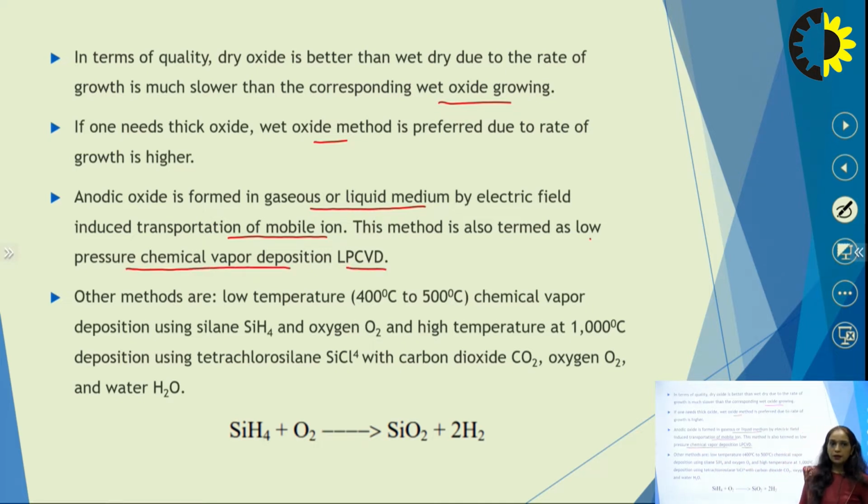The other methods are at low temperature, where we can have a temperature range of 400 to 500 degrees C. This CVD process uses silane as a material, and it is reacted with oxygen, at a high temperature of 1000 degrees C, to deposit silicon dioxide with carbon dioxide, oxygen and water vapors. So we can see here that silane reacts with oxygen so that we have silicon dioxide and hydrogen.